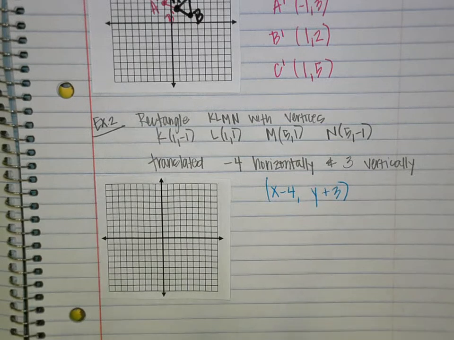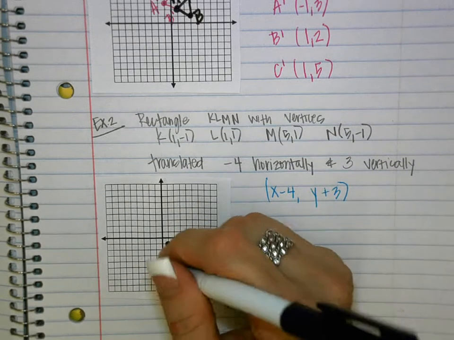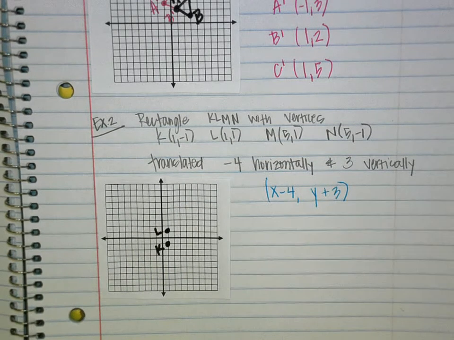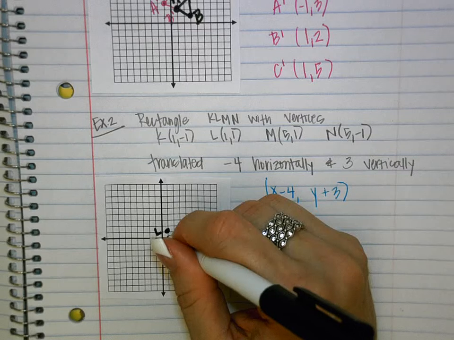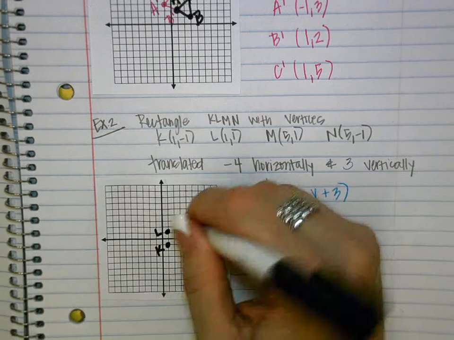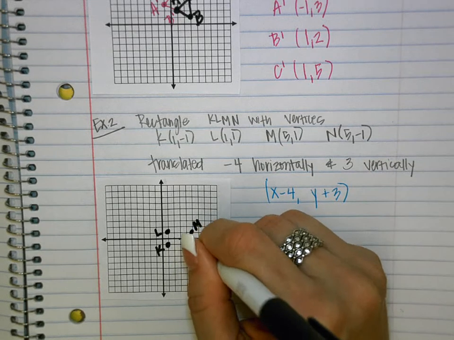Then we're going to plot our points. Over 1, down 1 is your K point. Over 1, up 1 is L. M is over 5, up 1. And N is over 5, down 1. So you made a rectangle.